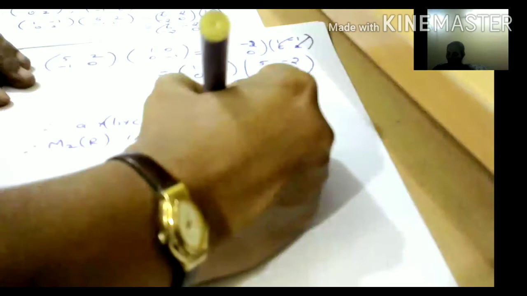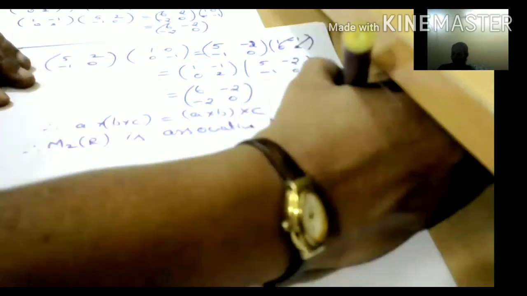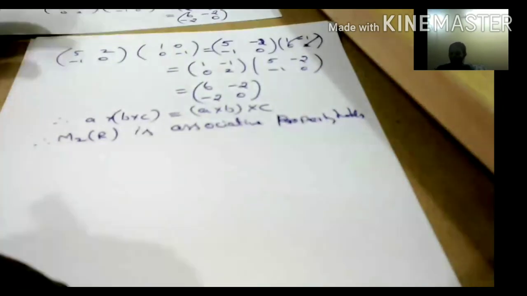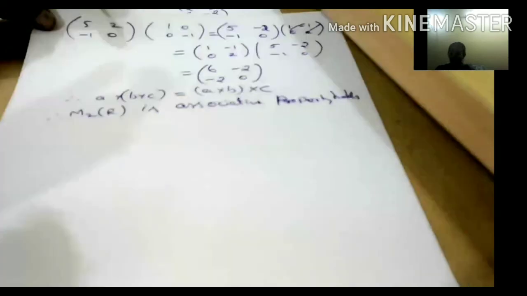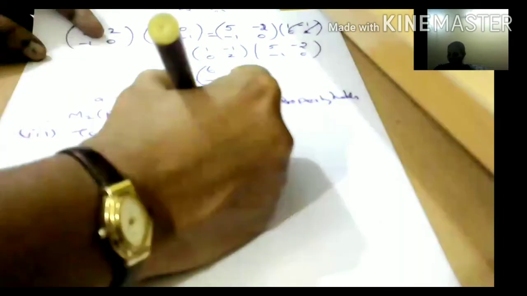Associative property also holds now. So what is the third property? The third property is we are finding the identity element of the given set M2 of R. So third property, to find the identity element.